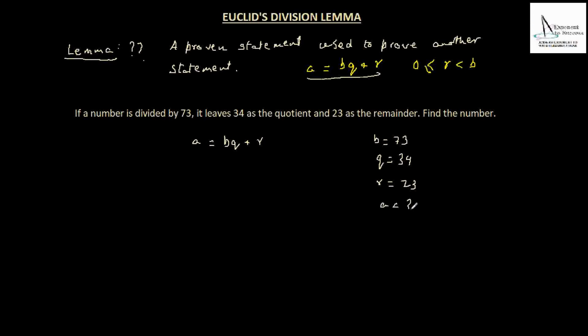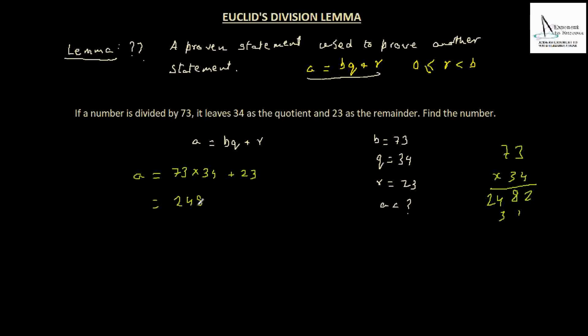That's pretty simple. Let's plug these values into the formula. So a will then be equal to b, which is 73, times the quotient, which is 34, plus the remainder, which is 23. And let's do 73 times 34 now. This is a method which I usually use for quick multiplication, and it is used in Vedic maths. If you don't know about this method, I've made a video on that too. Just click on the top right corner of the screen and you'll be able to understand how to do fast multiplication.